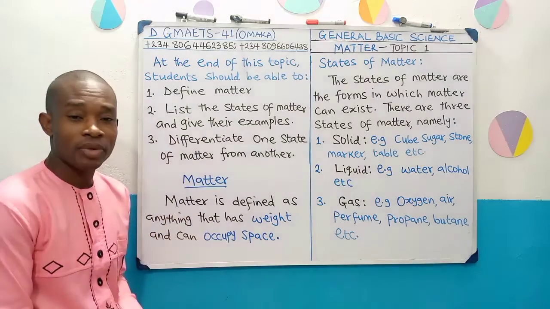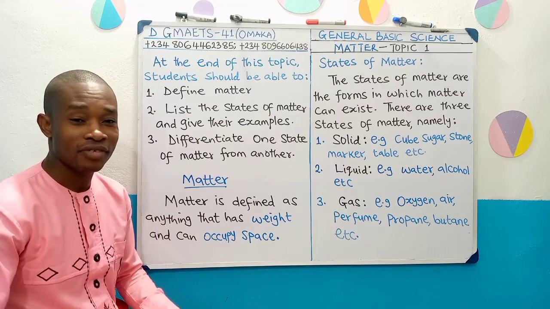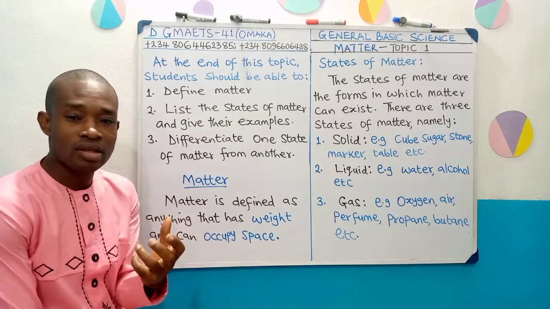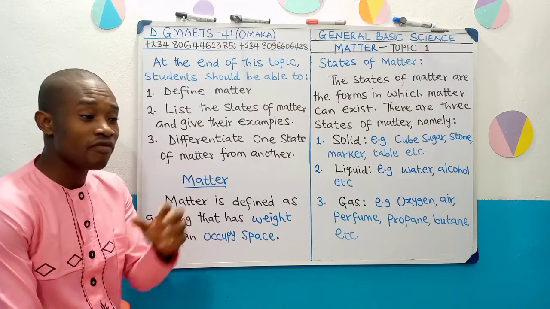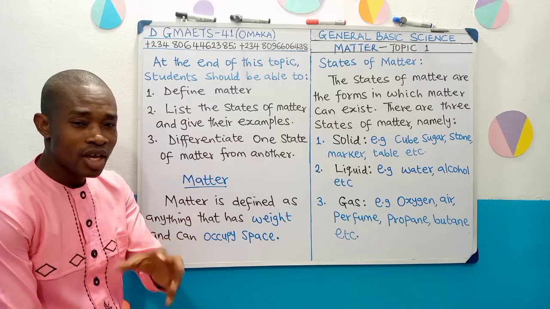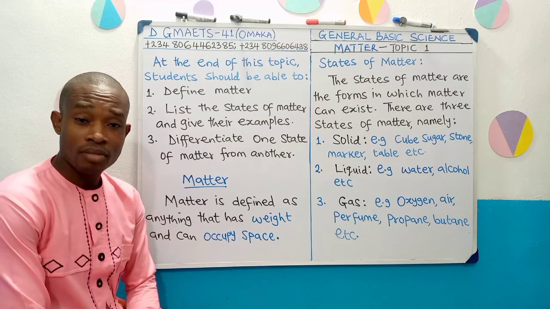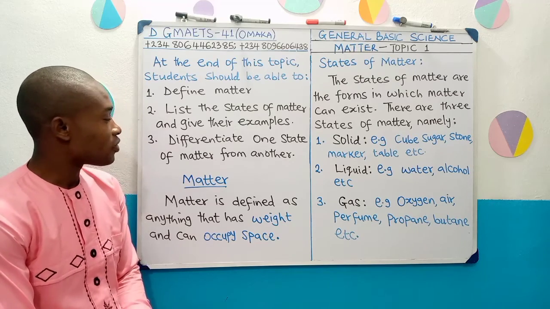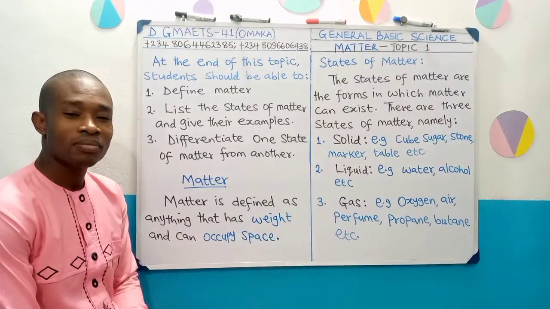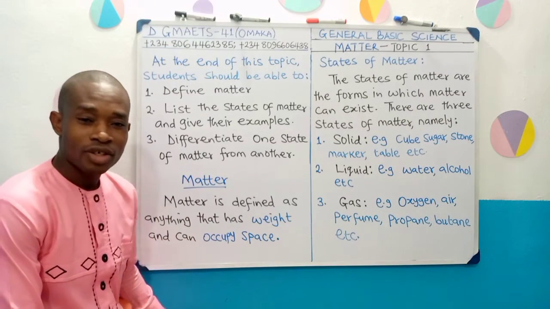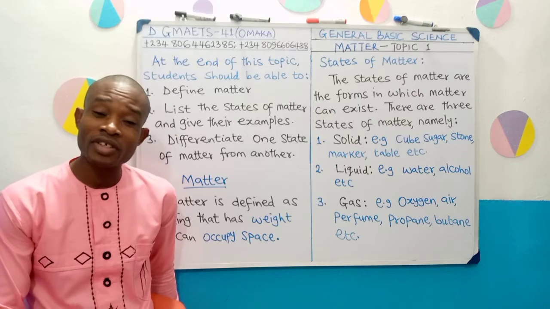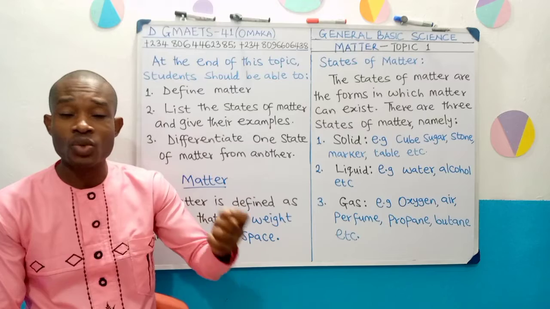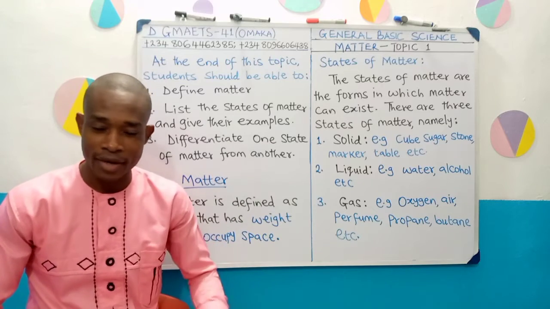You should be able to define matter at the end of this lesson. You should be able to list the states of matter, that is, the various forms in which matter exists, and of course, be able to give some examples of these states of matter. Number 3, you should be able to differentiate between the states of matter. So, when we're going to learn about the different states of matter, you are expected to be able to differentiate one state from another one.